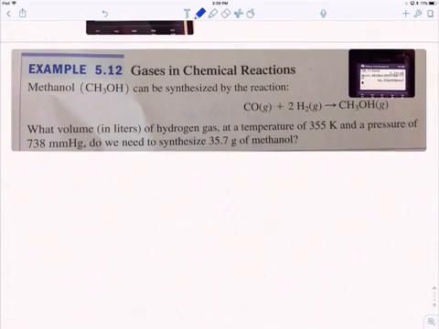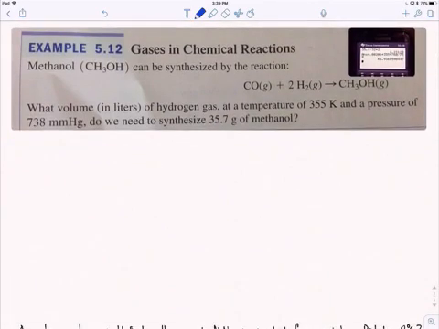Okay, but we're going to go ahead and do this problem. The other thing to note, temperature 35 Kelvin, pressure of about 1 atmosphere, making 35 grams. In industry, this would be 1,000 Kelvin and 100 atmospheres of pressure. It wouldn't be this low. It would be much higher. But this is probably a chemistry class demonstration, and I'll just go ahead and do it. So what volume of hydrogen gas at this temperature, at this pressure, do we need to make this much methanol?